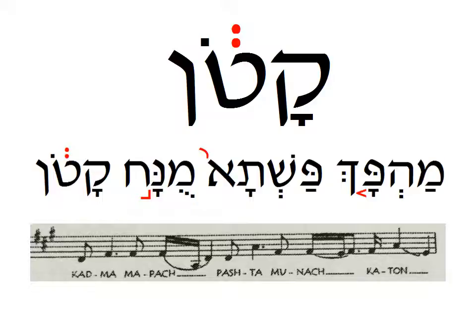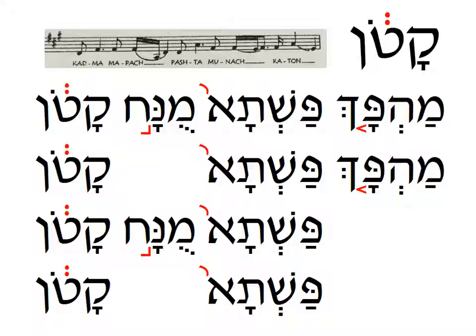Mapach, Pashta, Munach, Katon. Again. Mapach, Pashta, Munach, Katon. You can pause the video at any time and try practicing it. The Kadma that you see in the music is something that we'll do later. So for right now, just Mapach, Pashta, Munach, Katon.